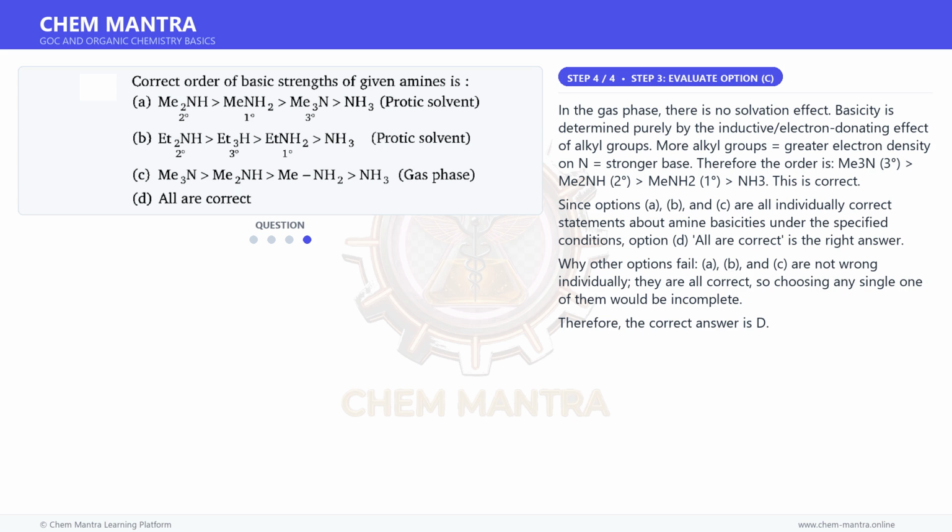This is correct. Since options A, B, and C are all individually correct statements about amine basicities under the specified conditions, option D, all are correct, is the right answer. Why other options fail: A, B, and C are not wrong individually, they are all correct, so choosing any single one of them would be incomplete.